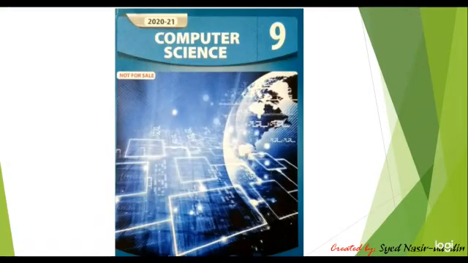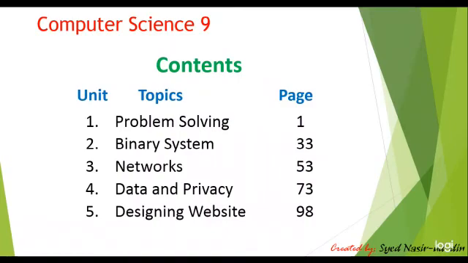The front page of new computer science book for class 9 is here. This book consists of 5 units. In unit 1, we will learn about problem solving. In chapter 2, that is about binary system, we will learn in it about binary numbers. In chapter 3, we learn about networks.